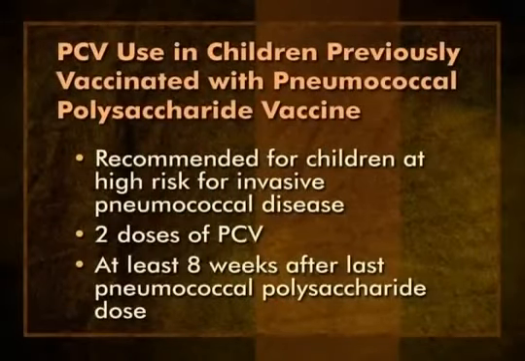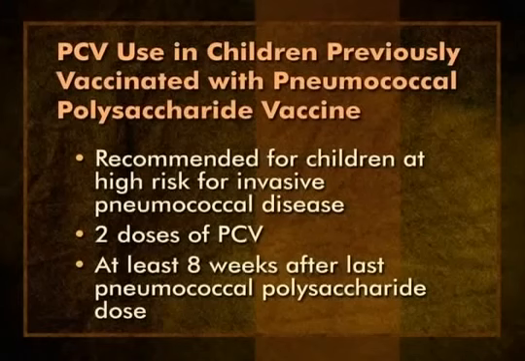ACIP recommends administration of pneumococcal conjugate vaccine to children at high risk of invasive pneumococcal disease who have already received pneumococcal polysaccharide vaccine. These children should receive 2 doses of PCV. The 2 doses of PCV should be separated by 8 weeks and should be given at least 8 weeks after the pneumococcal polysaccharide dose.